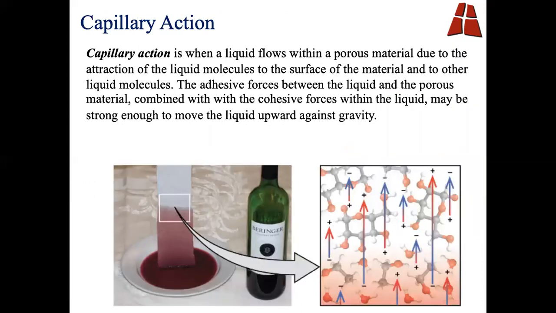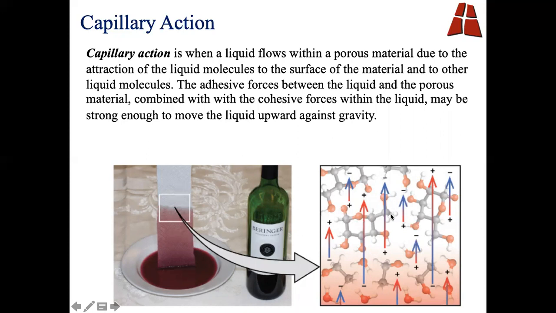Lastly, for our physical properties of liquids, we have capillary action. So this is essentially, if you were, for example, to put a paper towel into a bowl containing wine, you can see the water, or in this case the wine, move up the paper towel through a cohesive force. And this is essentially because our paper towel is made of cellulose molecules, which come from plants.